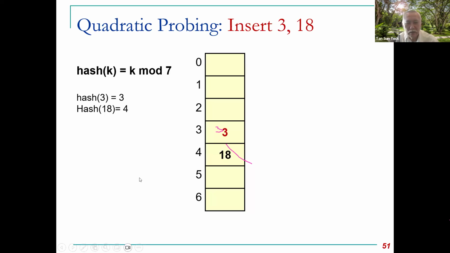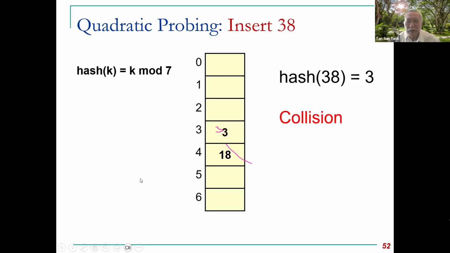Okay, so in this case, if we hash 38, 38 mod 7 is equal to 3. You come to your home address and it is occupied by somebody else, so this is a collision. So we add 1 squared to the home address and you get 4, which is a collision again. So we add 2 squared. Remember, this is another problem that most students encounter: you have to go back to the home address and add 2 squared.